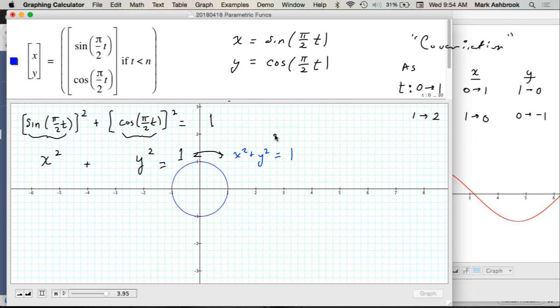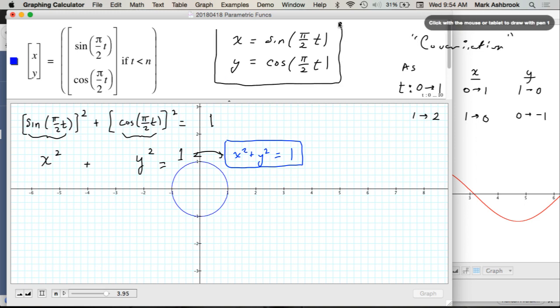But what does x squared plus y squared equals 1 lack that this parametric function has? So x squared plus y squared equals 1, and this parametric function up here, how would you contrast those? What does this have that this doesn't? Okay, it has a parameter, and what's the effect of that? Right, direction and starting point, right?